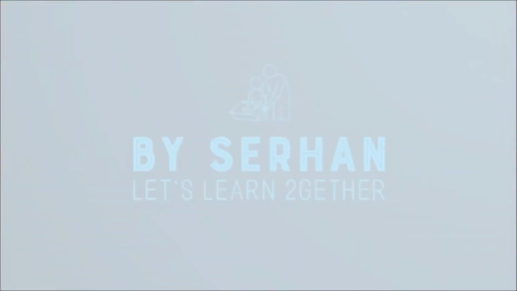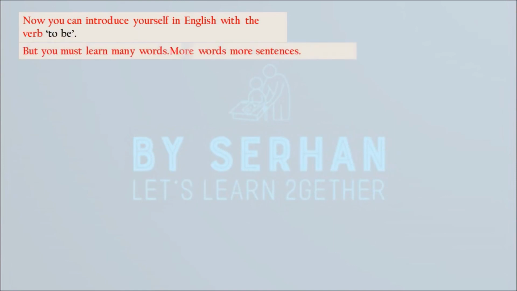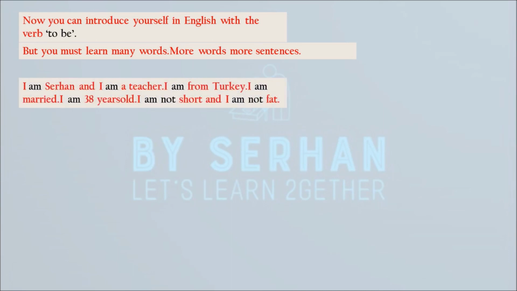So after all, you can introduce yourself in English with the verb to be. But you must learn many words because if you know more words, you can make more sentences. For example, today we have learned to introduce ourselves by using the verb to be. I am Serhan and I am a teacher. I am from Turkey. I am married. I am 38 years old. I am not short and I am not fat.